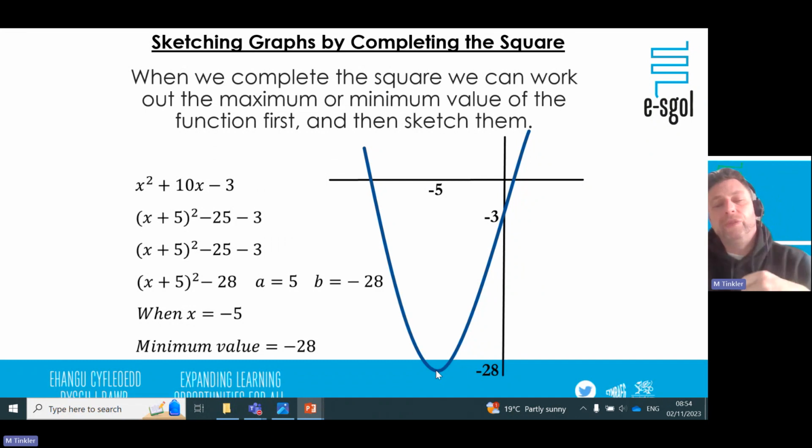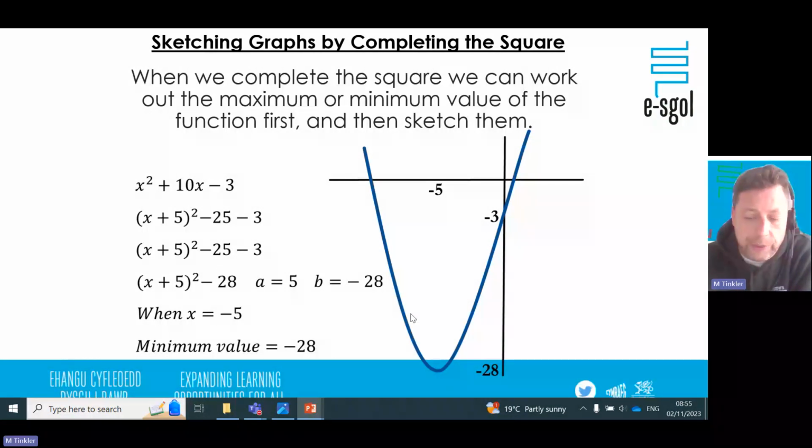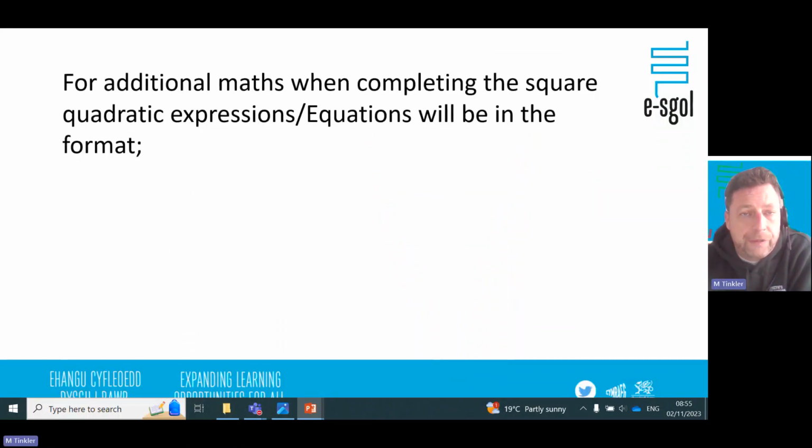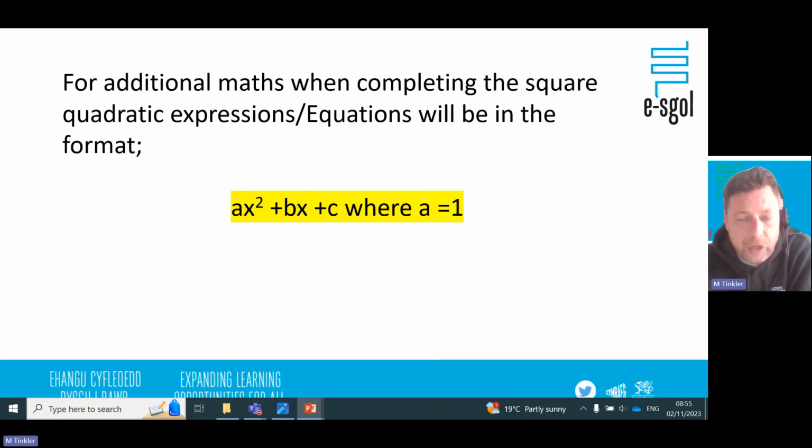Now I say we don't really seem to need this for additional maths. We won't find any past paper questions with it, but it's nice to show you the idea of where this comes into the type of questions you're going to be asked. For additional maths, when completing the square, quadratic equations will be in the format where a is 1. Okay, when you do A-level maths next year, a will not be 1.